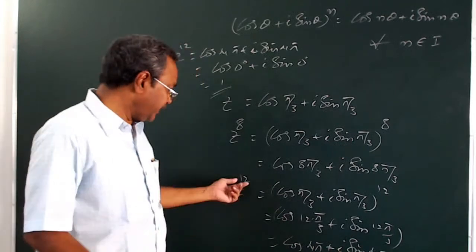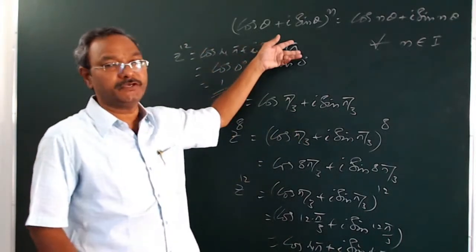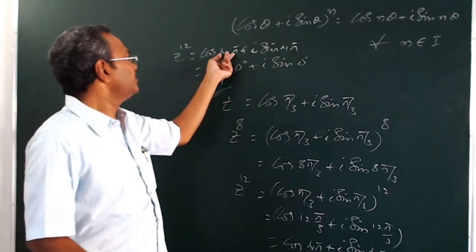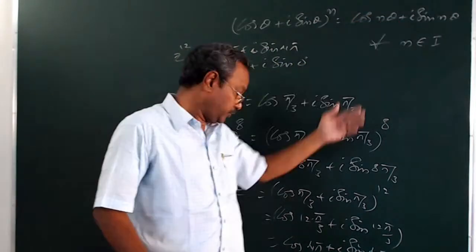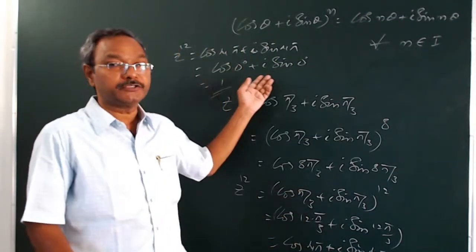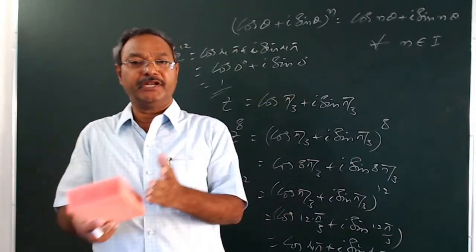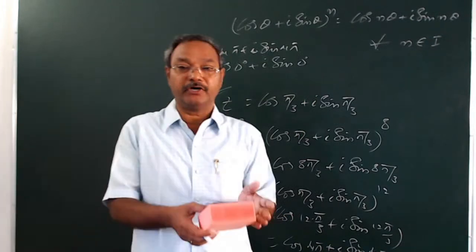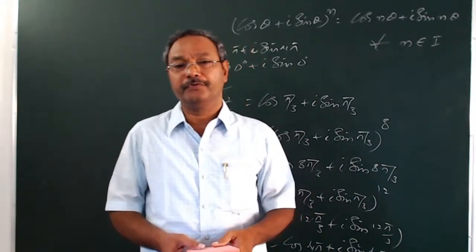Straight away you can write z to the power of 12 using De Moivre's theorem, this one, cos 4 pi plus i sin 4 pi. On reducing this n theta, which is this 12 into pi by 3, which is this 4 pi, into the primary interval 0 to pi by 2, you can reduce any angle to the interval 0 to pi by 2 using the trigonometric formulas you have.